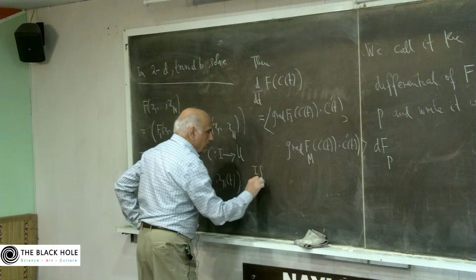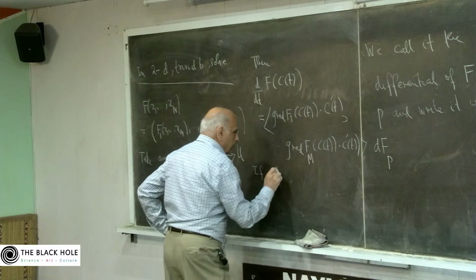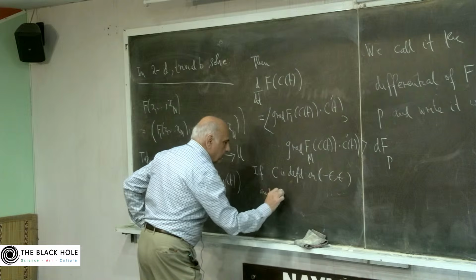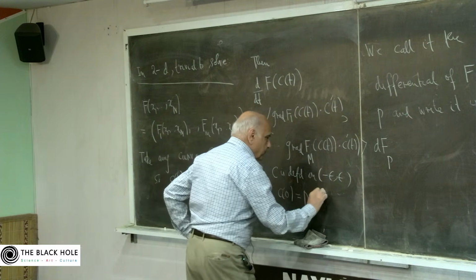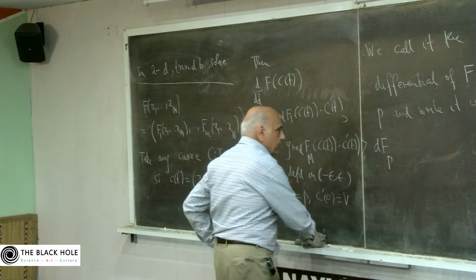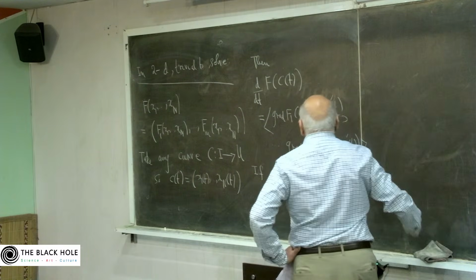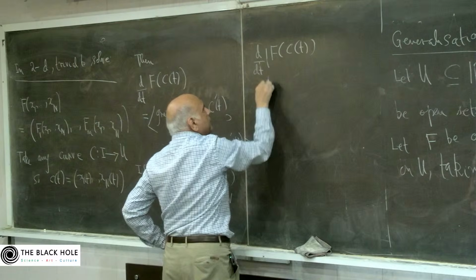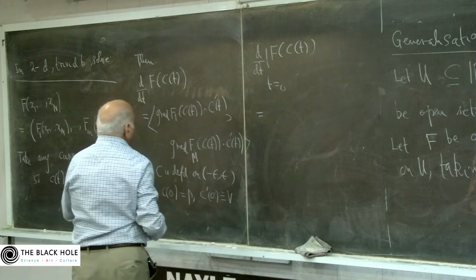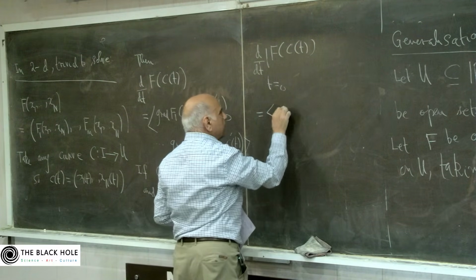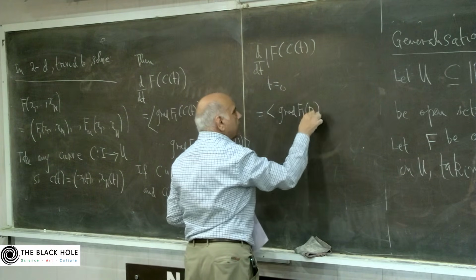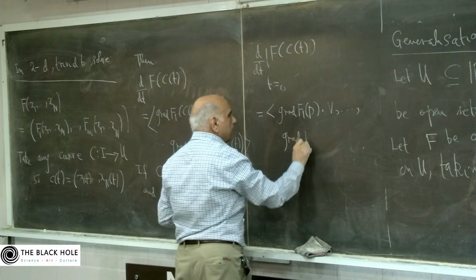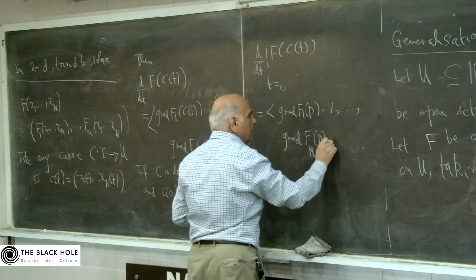Okay. And so if C is defined on an interval minus epsilon to epsilon, and C of 0 is equal to P, C prime 0 is V, a tangent vector at P. So d by dt of f of C of t at t equal to 0 is gradient of f1 at p dot v, and the last one will be gradient of fm at p dot v. Okay.